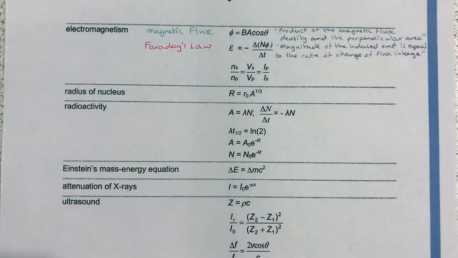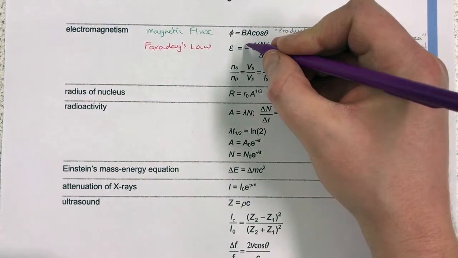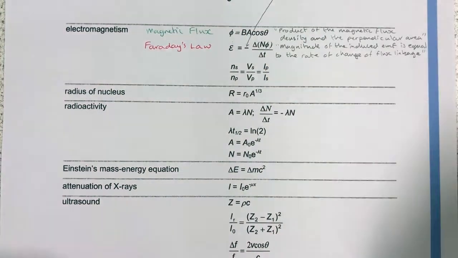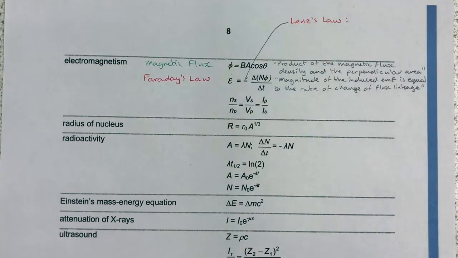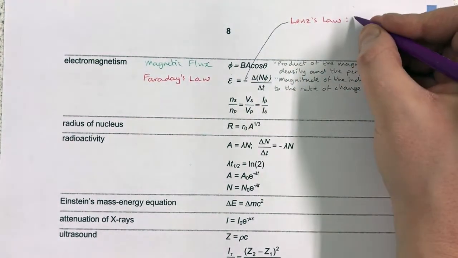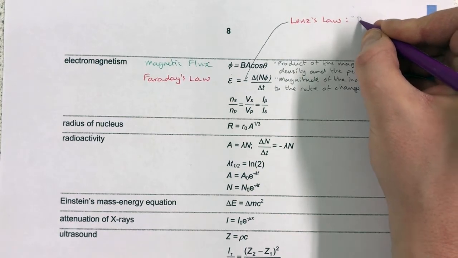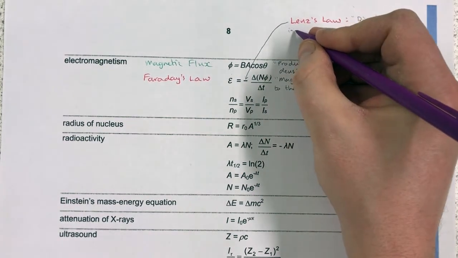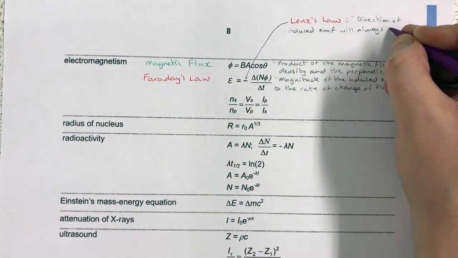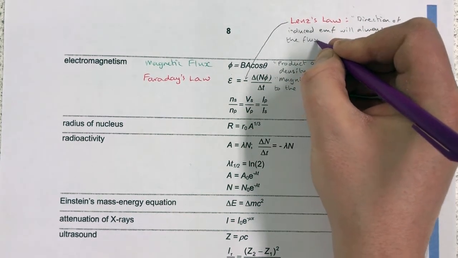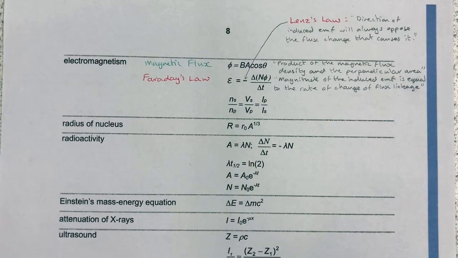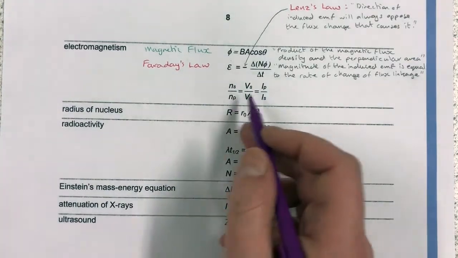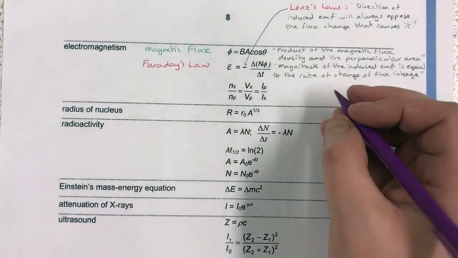Also contained within this equation is this little minus sign, and that little minus sign is Lenz's law. And what that little minus sign means is that the direction of any induced EMF will always oppose the flux change that causes it. And then the only other equation set that we have for this electromagnetism section is a series of equations that are to do with transformers.